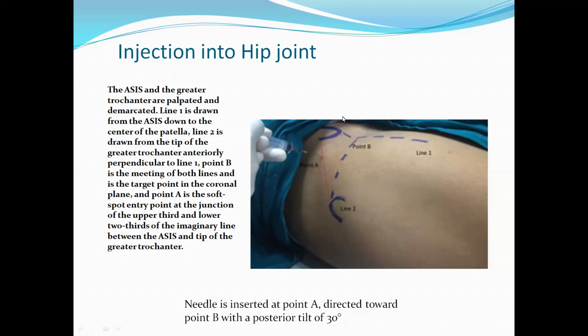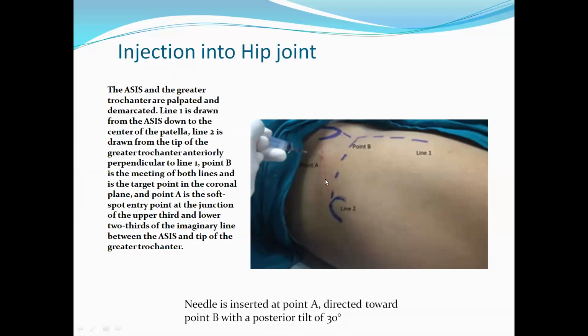In this method, a vertical line is drawn from the anterosuperior spine to the center of the patella. Another line is drawn from the tip of the trochanter to this vertical line from the anterosuperior spine. This must be perpendicular. So this is the perpendicular line drawn from the vertical line to the tip of the trochanter. This is point B. Now point A is on the line connecting the anterosuperior spine base to the tip of the trochanter.